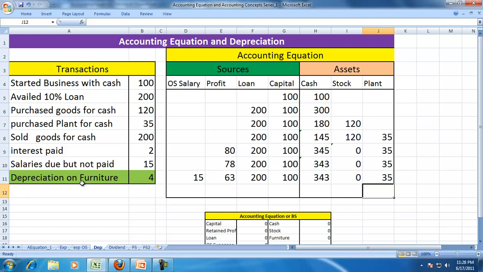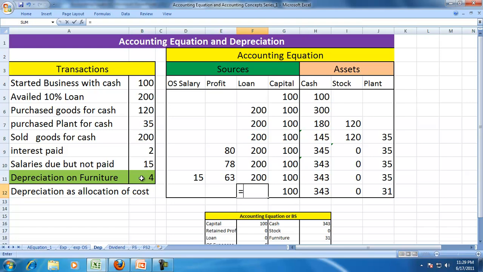Now we are discussing depreciation. For the time being I'm defining depreciation as allocation of cost. Later on we'll see what that allocation is. Over a period of time, the plant will reduce by 4 every year. How the 4 is calculated is a different discussion. There is no change in the cash because it's only an accounting adjustment.